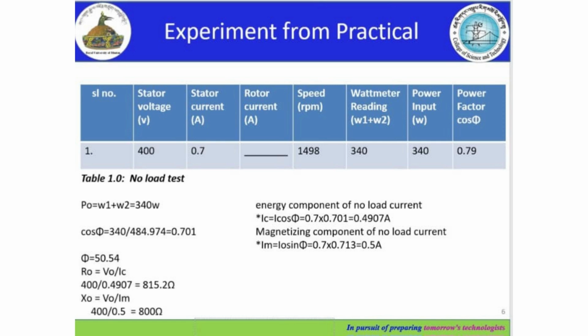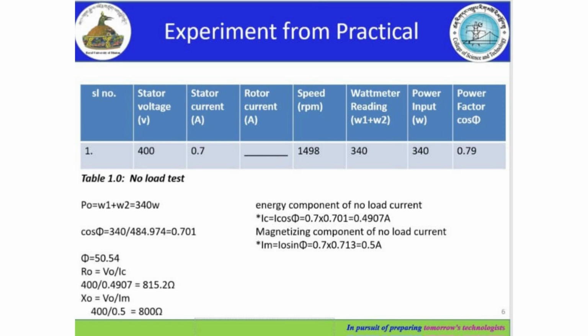Then the power factor we have got is 0.701. Then we can also calculate the IC, which is equal to the I naught times cos phi, which is 0.7 times 0.701, which gives 0.4907 ampere. Similarly, we can also calculate the magnetizing component Im, which is equal to the I naught times sin phi. Then by substituting the value of I naught and sin phi, we get Im as 0.5 ampere.